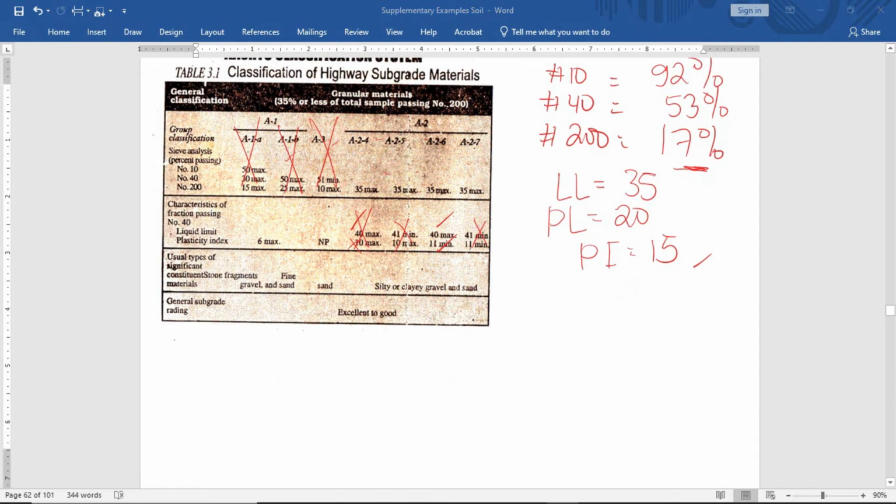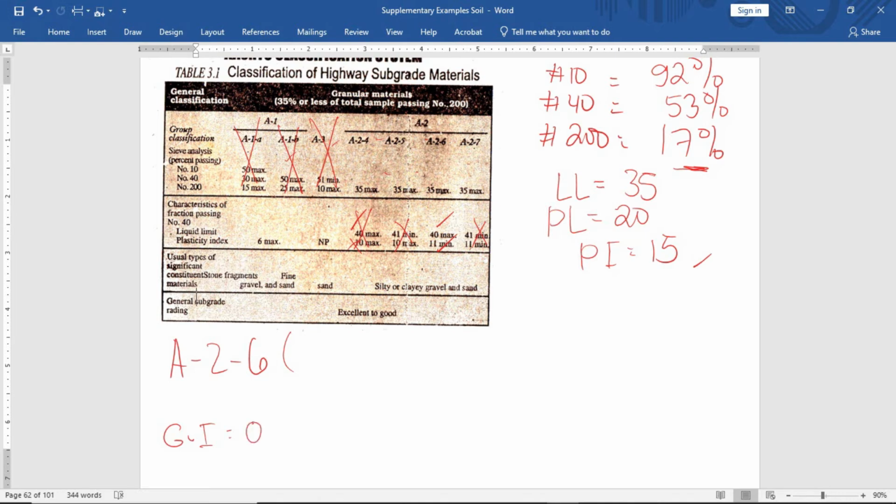So, we classify the soil as A-2-6, pero wala pa tayong GI. GI or group index, since it is 2-6, ano nga yun? Partial lang yung gagamitin nating GI na formula.